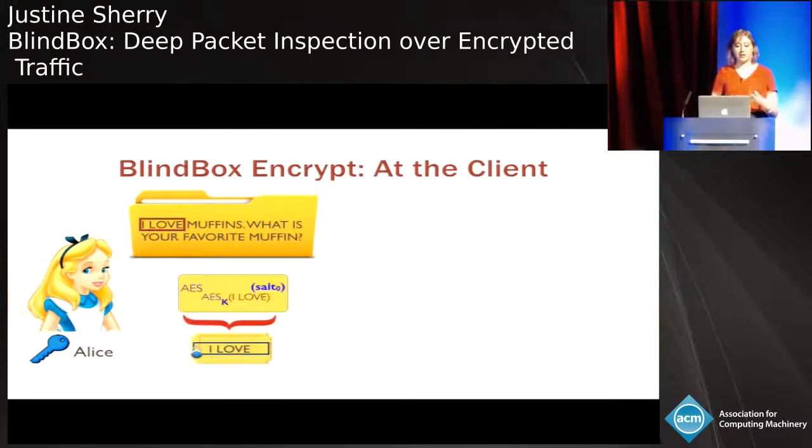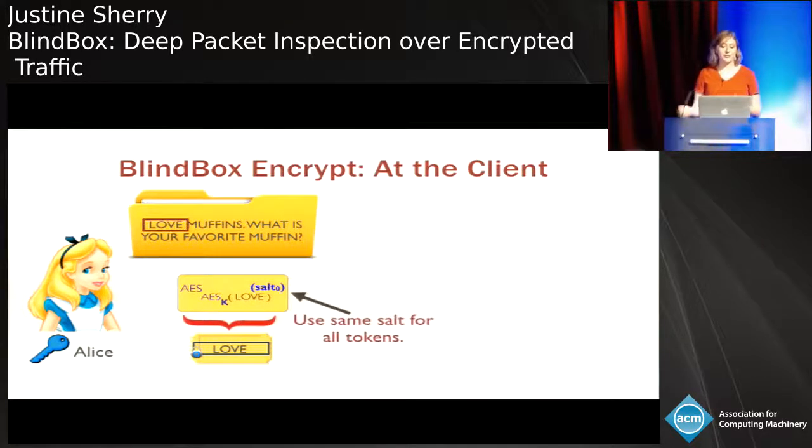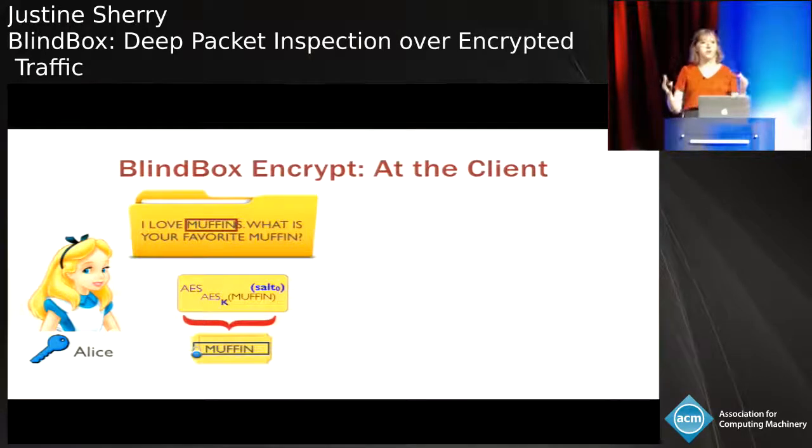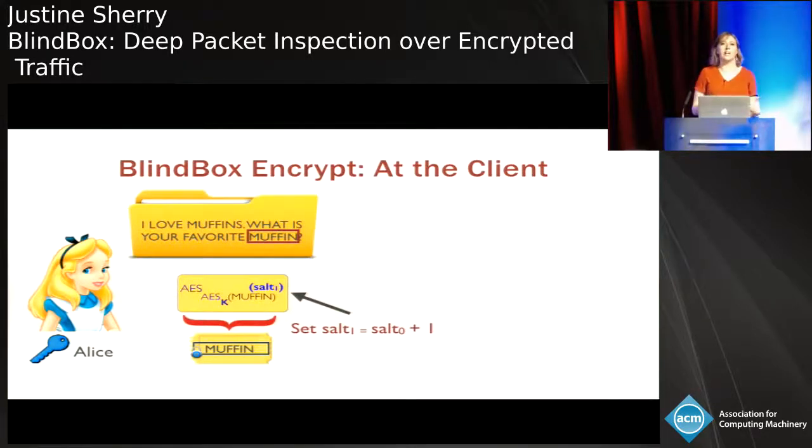Now, what Alice is going to do when she encrypts her token looks something like this. I have the AES encryption of my salt encrypted by the AES encryption of my substring. And I'm going to do this in my sliding window, just like normal, using the same salt for all tokens. However, when I run into the word muffin again, I'm going to use a new salt. We'll call this salt sub 1, and we generate it by applying a deterministic function to salt sub 0. So now that we've encrypted it twice with two different salts, even though the term muffin has showed up twice, we had two different tokens come out. So Alice's data is no longer subject to frequency analysis attacks. However, by changing the encryption scheme, we now need to change how we do lookups at the Middlebox.